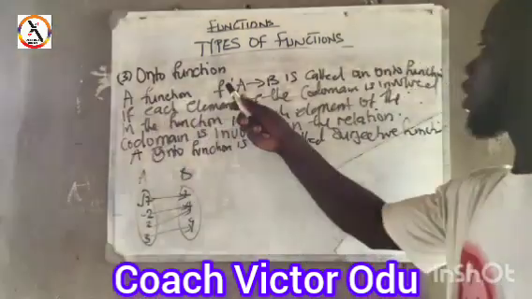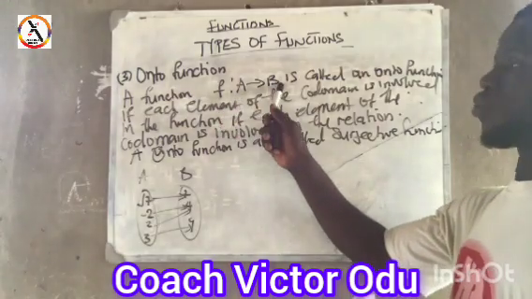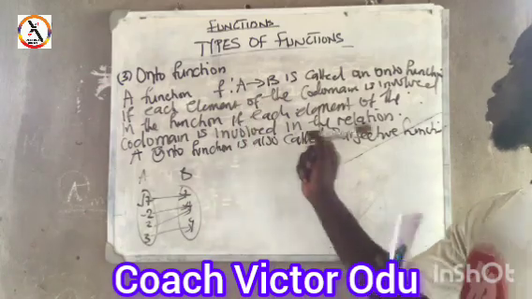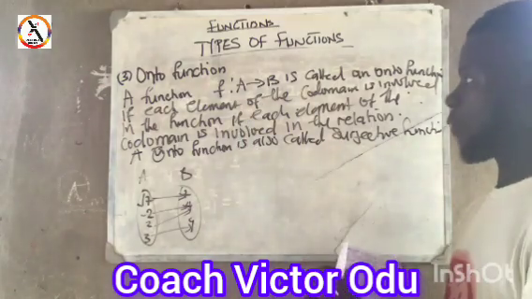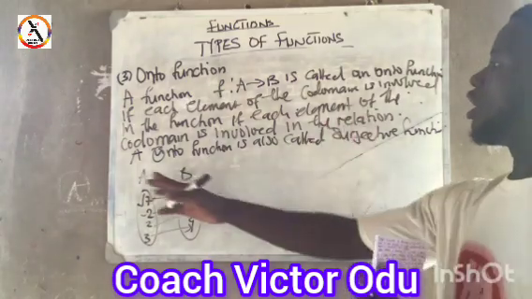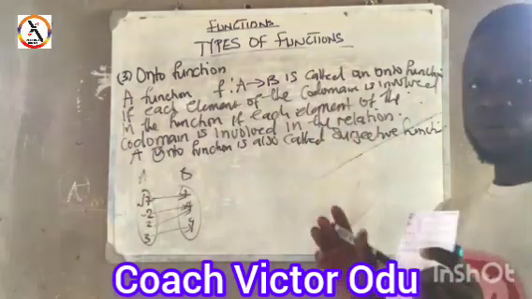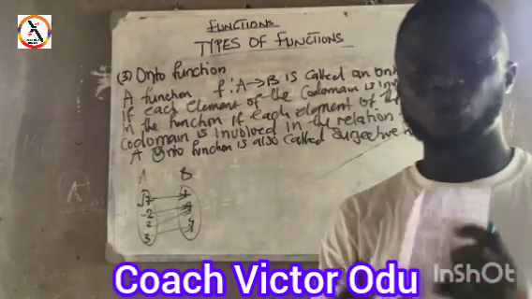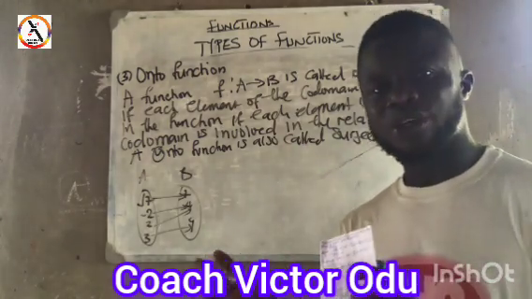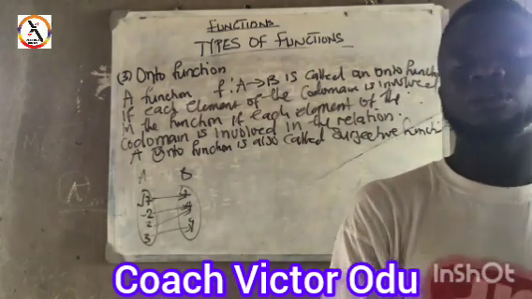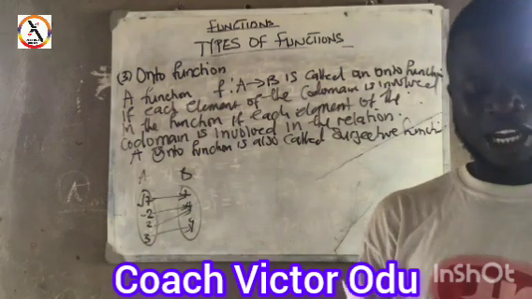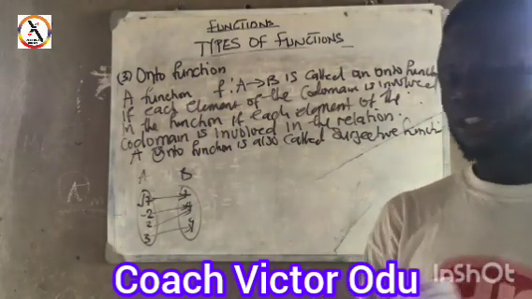A function f from A to B is called an onto function if each element of the codomain is involved in the function. An onto function is also called a surjective function. Now, this onto function is more or less like the one-to-one function, in such a way that to each element of the codomain, there's one element of the domain. So let's take one example that we can understand, and from there we understand more of this.